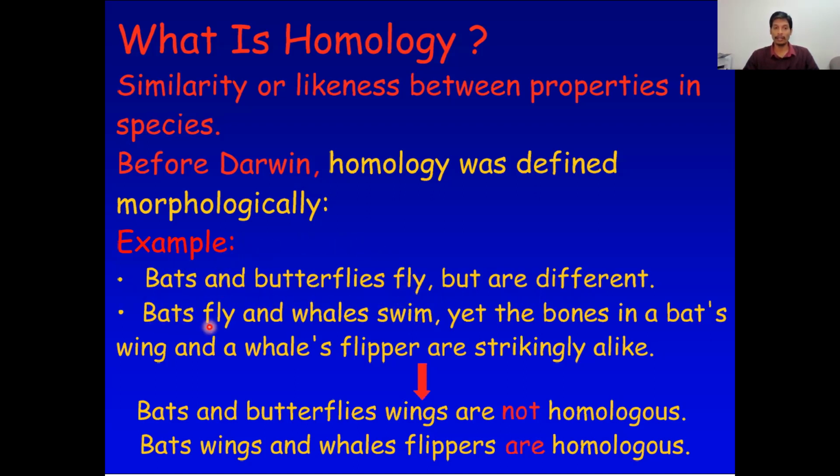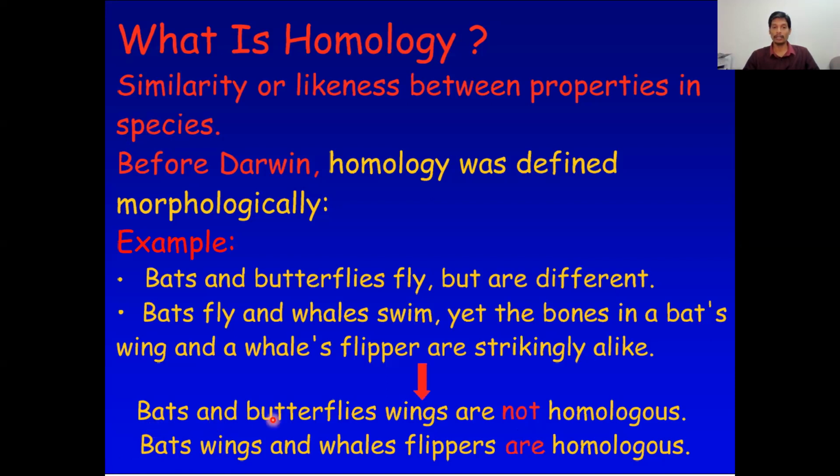Bats fly and whales swim. So morphologically very different, right? Bats are flying and whales are swimming. Much morphologically different, but the bones in the bat's wing and the whale's flipper are strikingly alike. Both belong to the mammals.